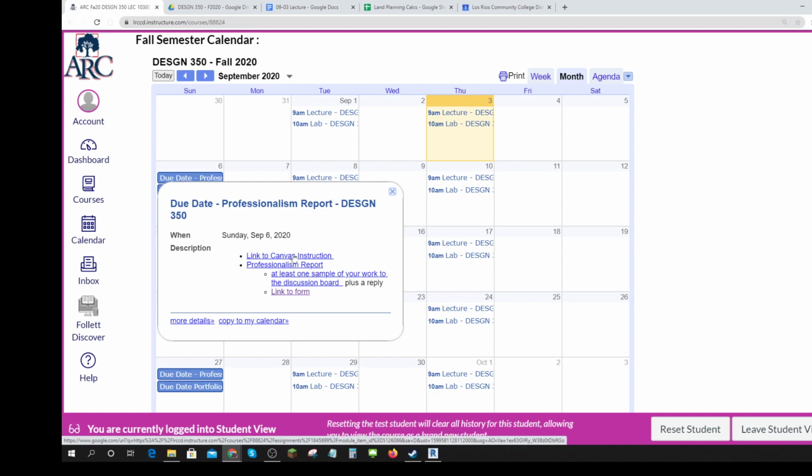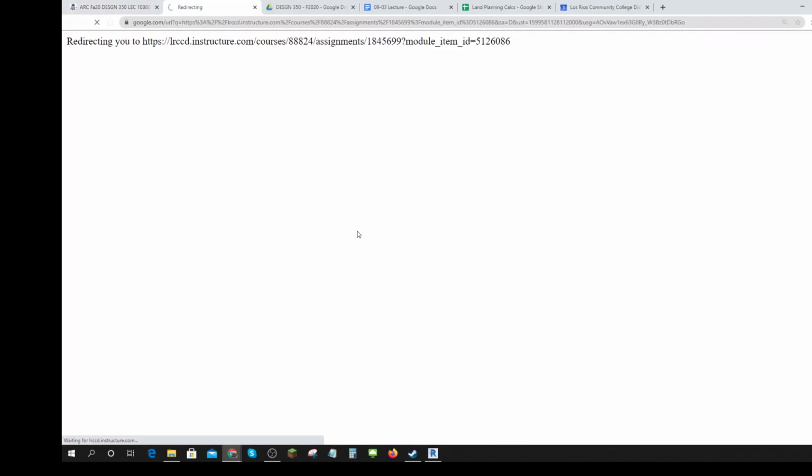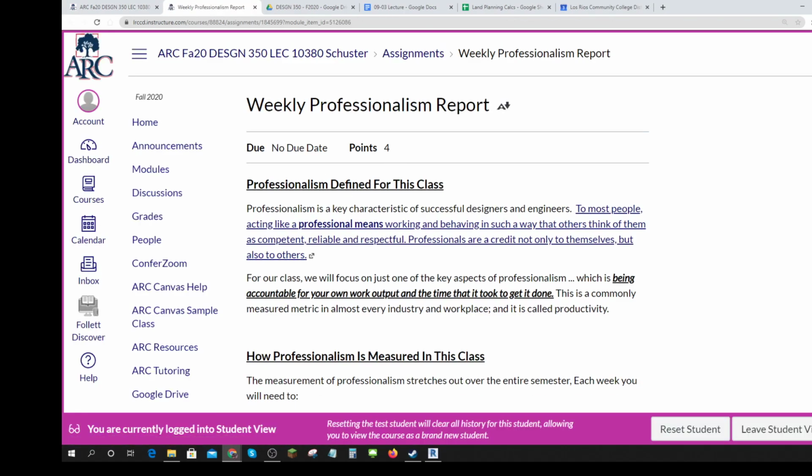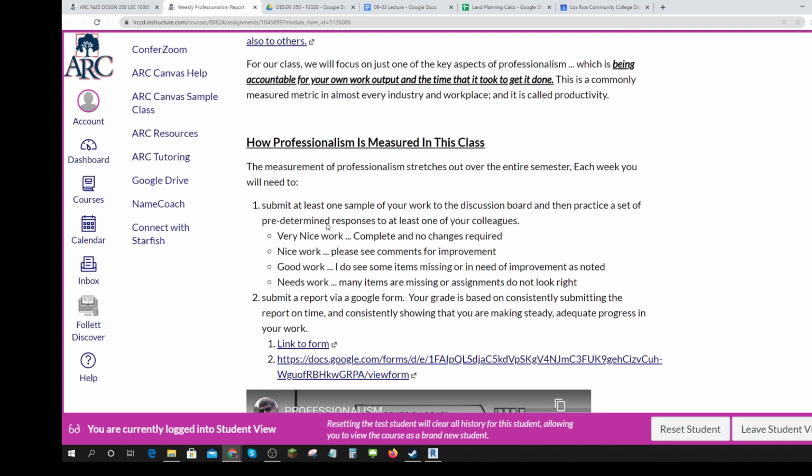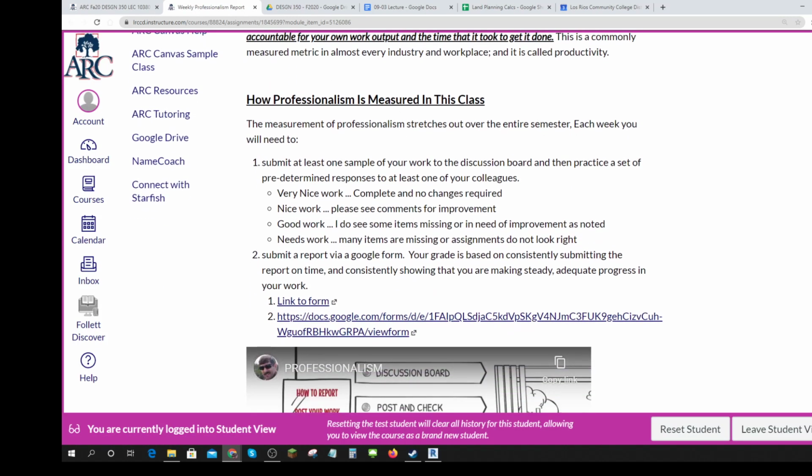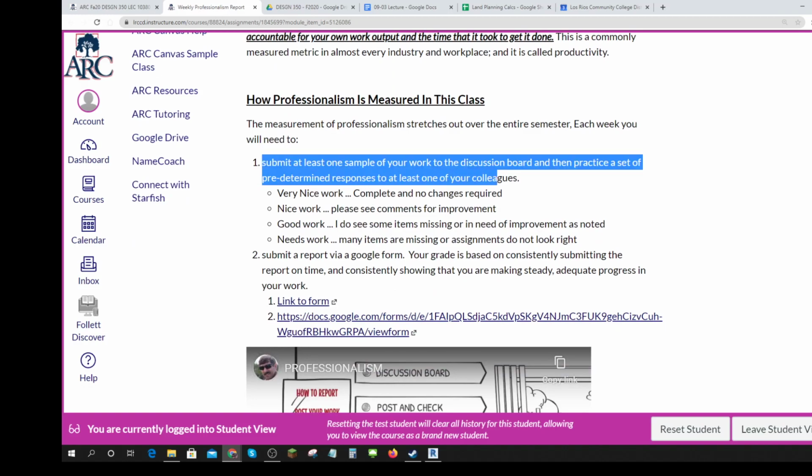And you can go to the page. Here it is. Right? And so this is professionalism, and this is what you have to do. So there it is right there. See this one right here? Submit one sample of your work to the discussion board. And this is each week, folks. And then practice a set of predetermined responses.